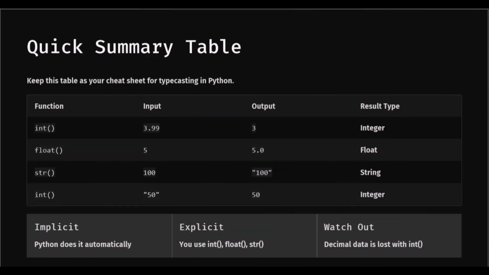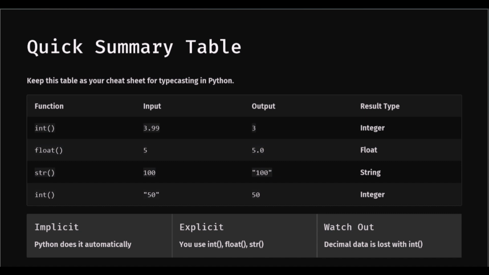To finish our lesson, let's look at this quick summary table. You can keep this as a cheat sheet to help you remember how typecasting works in Python. As we can see in the table, the int function takes a decimal like 3.99 and gives us back a whole number 3. The float function does the opposite. It takes a whole number like 5 and adds a decimal point to make it 5.0. If we need to turn a number into text for a message, we use str to turn 100 into the string "100". And finally, we can use int to turn numerical text like "50" back into a real number.